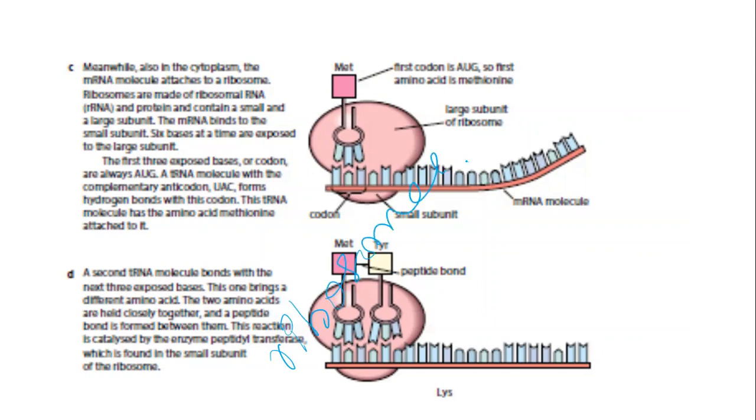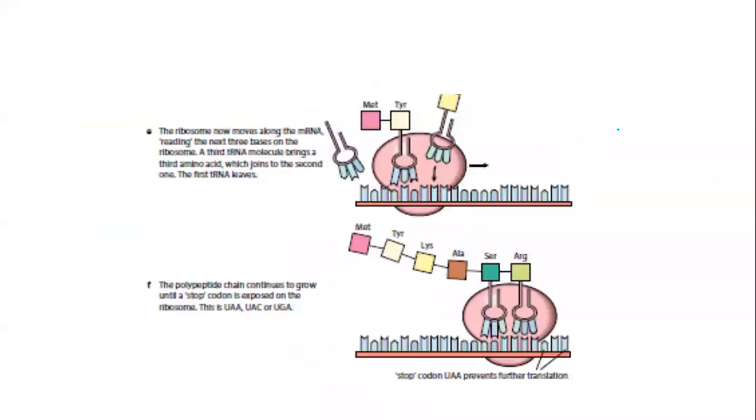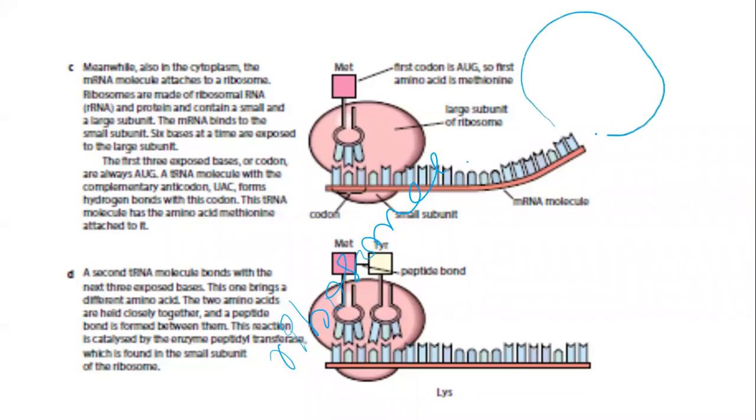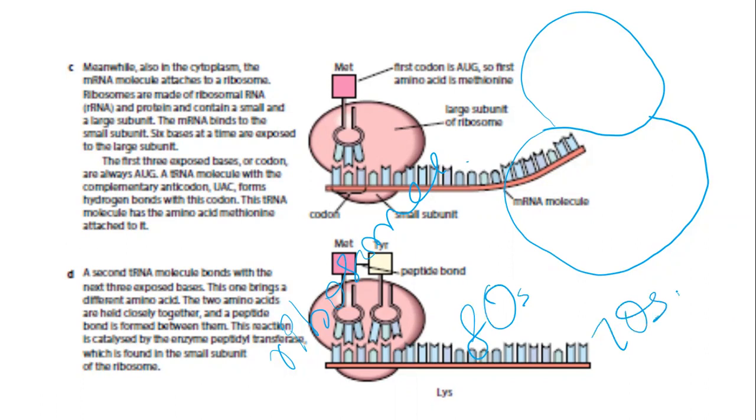Ribosomes are made up of RNA, and they have two subunits, a large subunit and a small subunit, that join together to actually do the process of translation. In eukaryotes, we have 80S ribosomes, and in prokaryotes, we have 70S ribosomes.